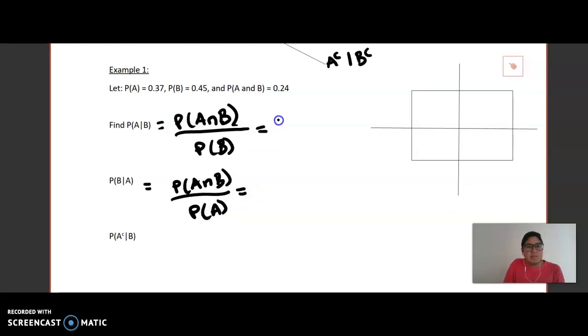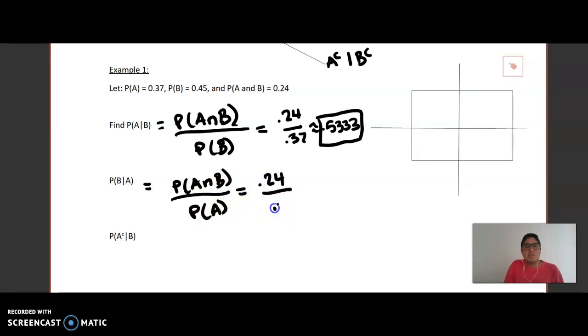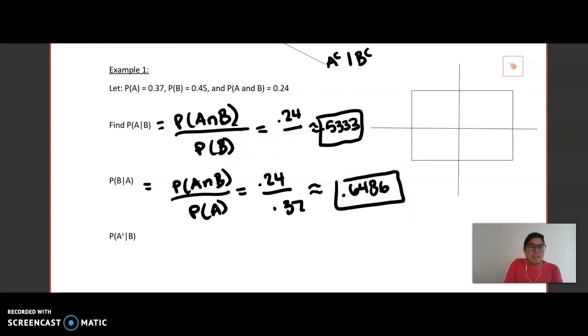So I'm going to put 0.24 over 0.37, and we're going to get approximately 0.5333. There's no official stance as to how many decimal points, but 4 just feels comfortable. Same here, we'll have 0.24 over 0.37, and that's going to be approximately 0.6486. And nobody stopped me. The probability of B is not 0.37. The probability of B is 0.45, but the final answer is still correct.